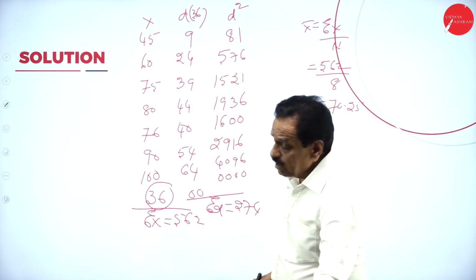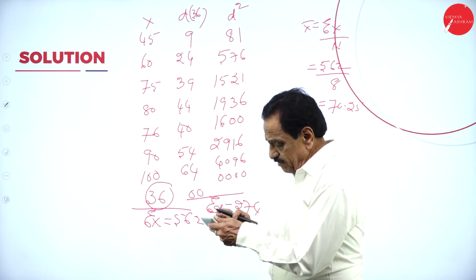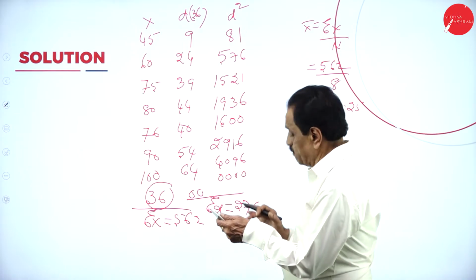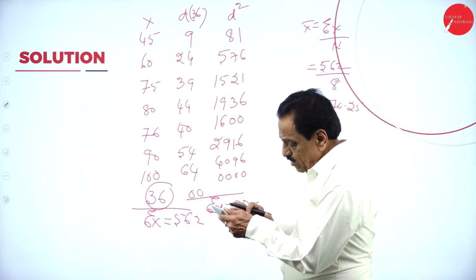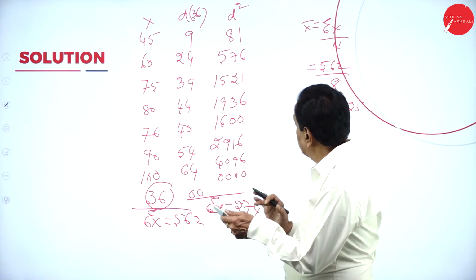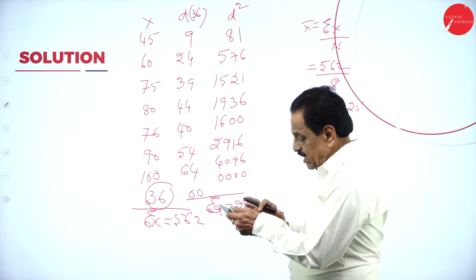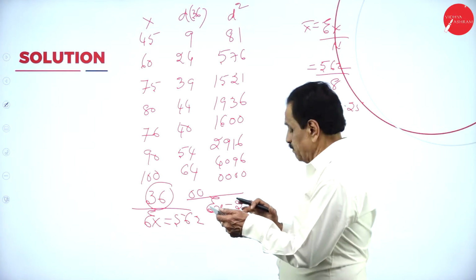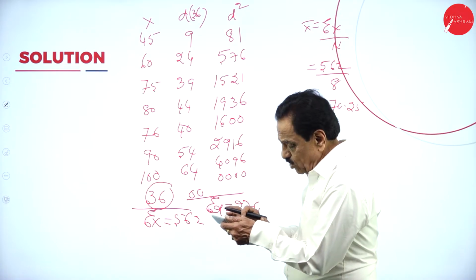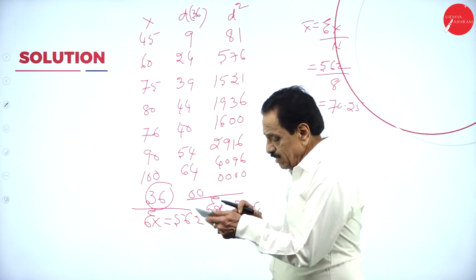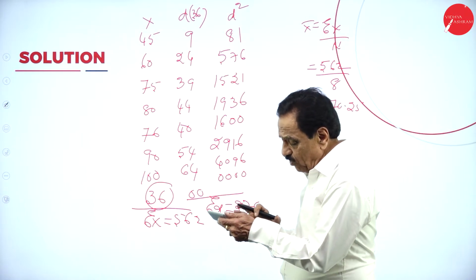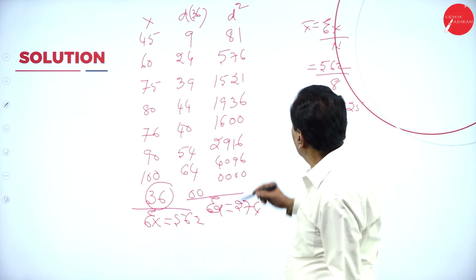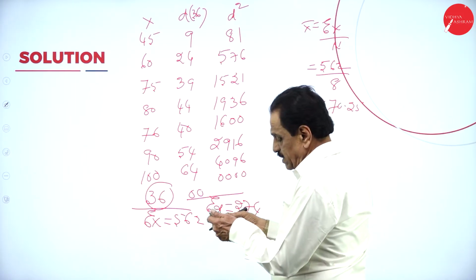Add the figures now. What is the first number? 81 plus 576 plus 1521 plus 1936 plus 1600 plus 2916 plus 4096. 12,725.